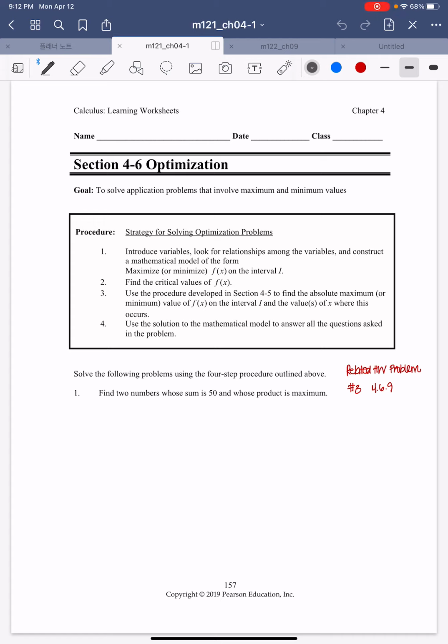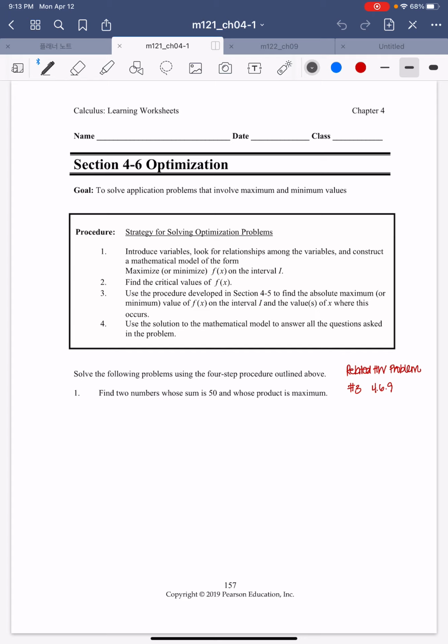In this video, we are going to go over section 4.6, optimization. The goal of this section is to solve application problems that involve either maximizing or minimizing a value. So it's building on what we have been working on, finding maximum or minimum values, but we are going to apply it to our application problems. So here's some strategy for solving optimization problems.